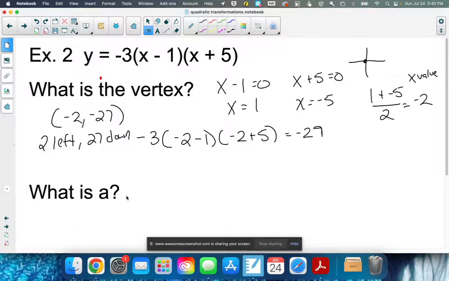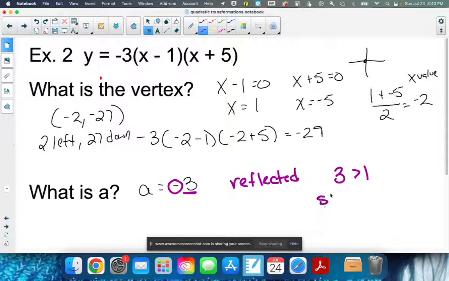All right, and then you take a look at A. A is equal to negative 3. Okay, first off, it has a negative. That means it's been reflected. And the absolute value of negative 3 is 3, which is bigger than 1. So it has also been stretched. So the original parent function that starts at 0, 0 and goes up has been moved 2 to the left, 27 down, been flipped over, so now it's facing this way instead, and has been made taller and skinnier.